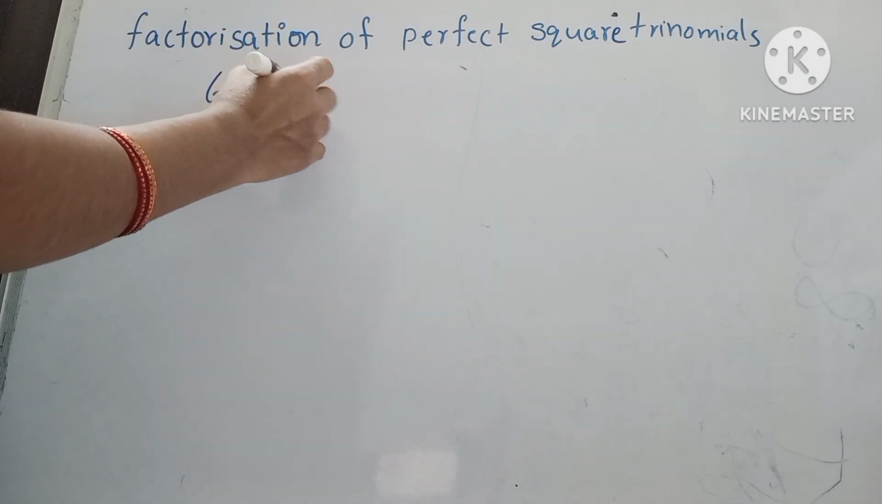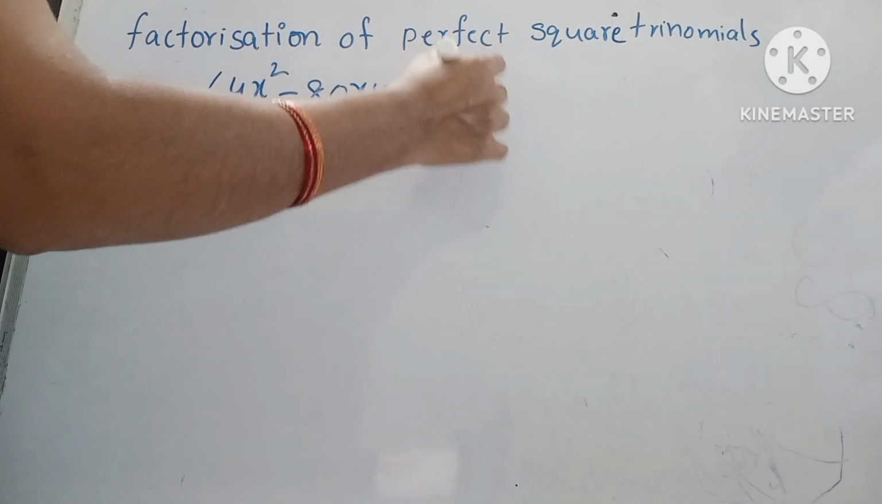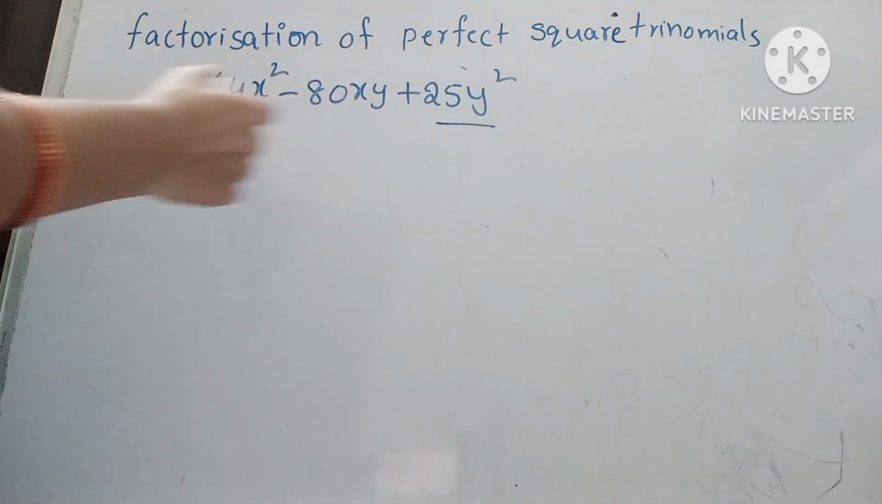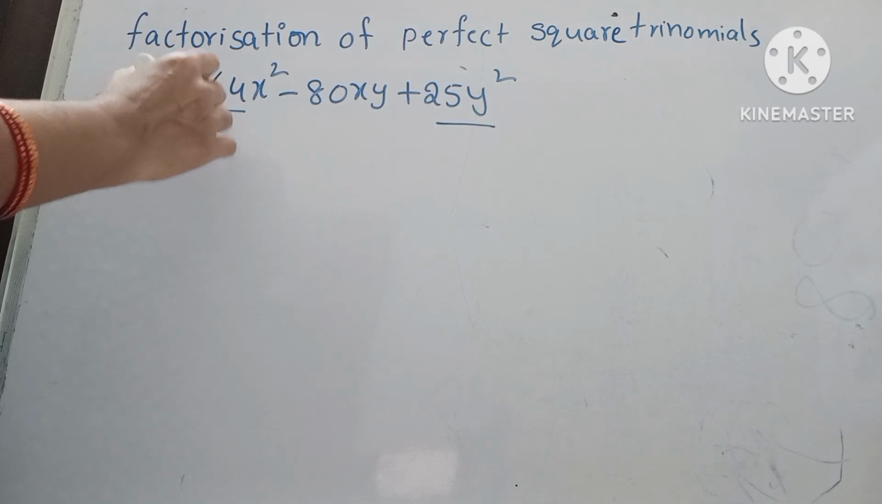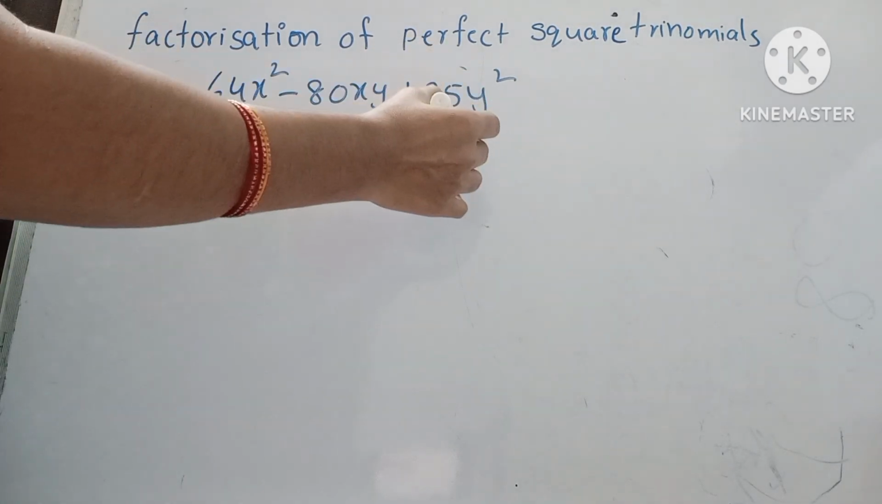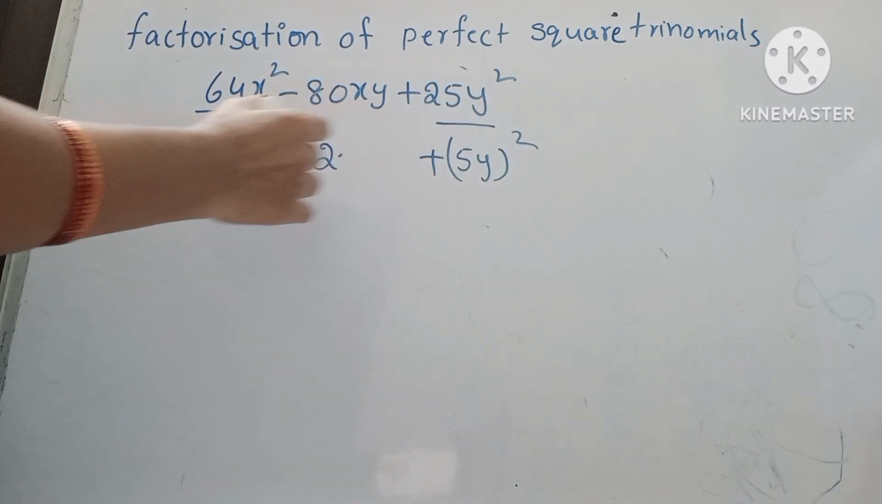64x square minus 80xy plus 25y square. Same method. First, check the square terms. Are these perfect square numbers? Yes. This can be written as 8x whole square, and this can be written as 5y whole square. So we have a and b. Check whether the 2ab formula holds.